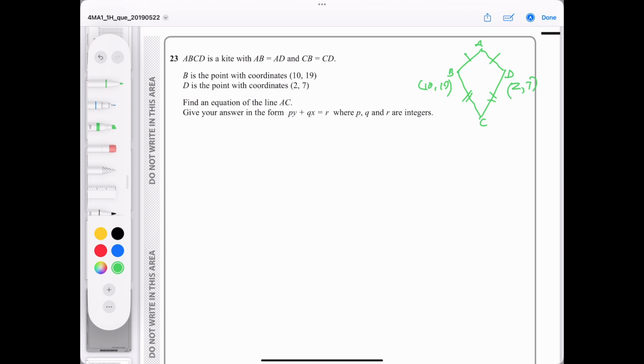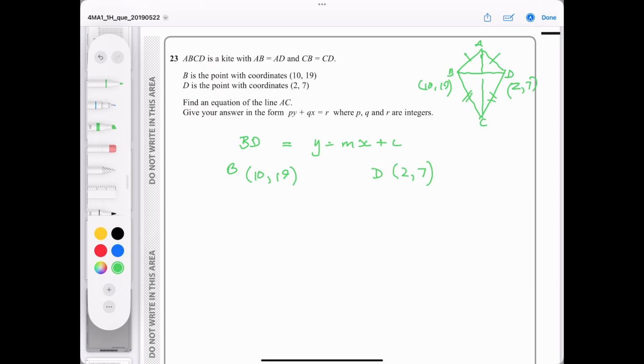Find the equation of line AC. So we're trying to find out what this is. So what we need to do is find the equation of line BD first. So BD, we know, is y equals mx plus c. To do this, we've got 2 points on it. So B is 10, 19, and D is 2, 7.